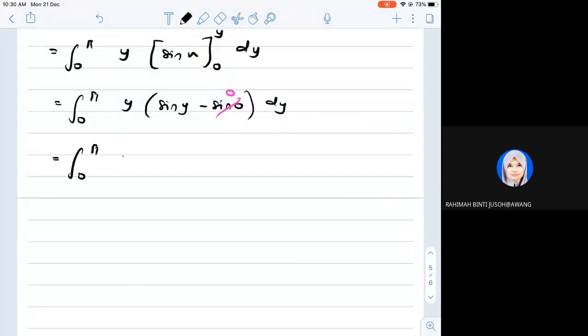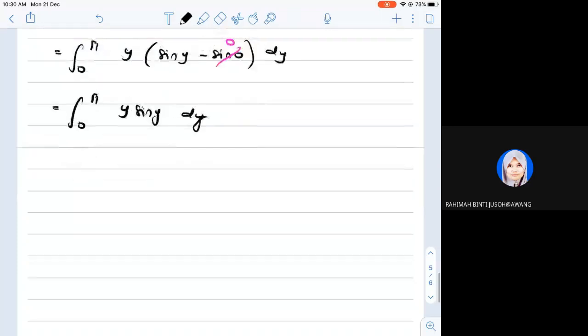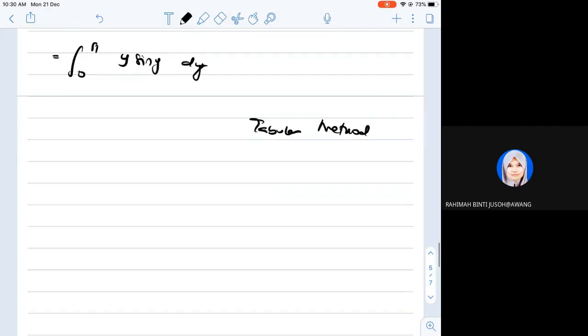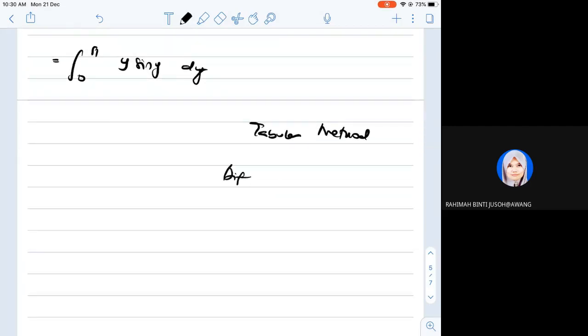0 until pi y sine y dy. Okay, so how do we integrate this y sine y? Partial integration. We can use integration by parts or the tabular method. Still remember the tabular method? That's what I showed you in chapter 2. Okay, so we will have a differentiation column and an integration column.